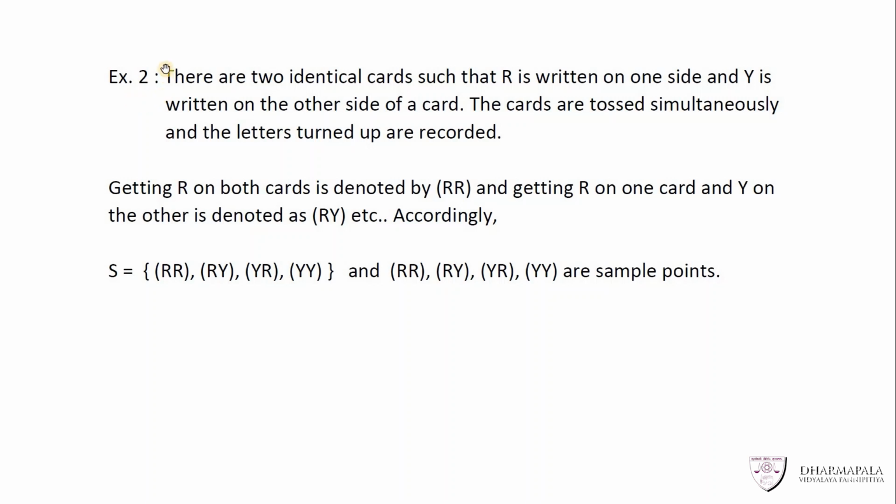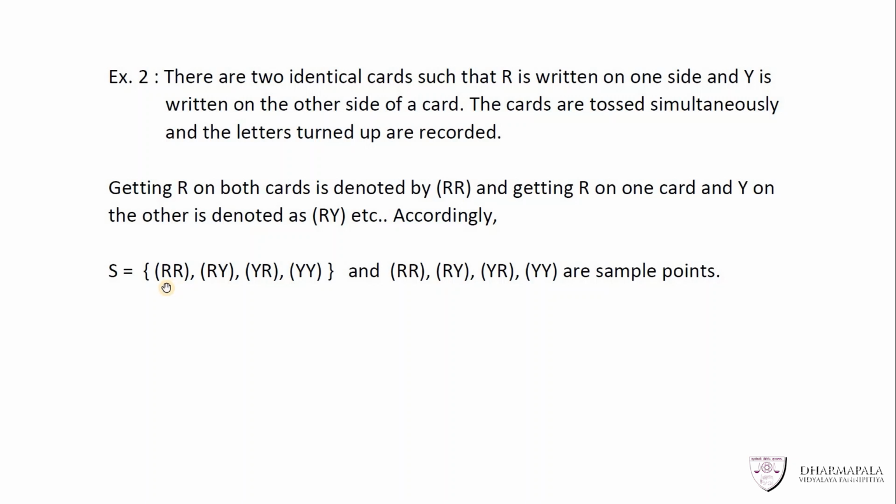So it is clear this is a random experiment. Getting capital R on both cards is denoted by capital RR, and getting capital R on one card and Y on the other card is denoted as capital RY. Accordingly, we can write the sample space like this.